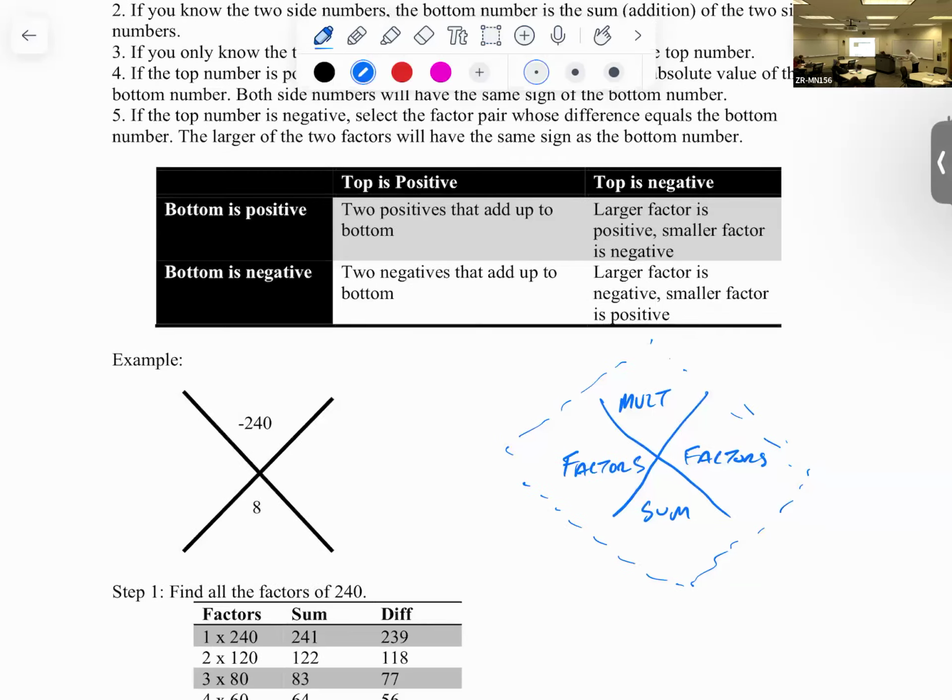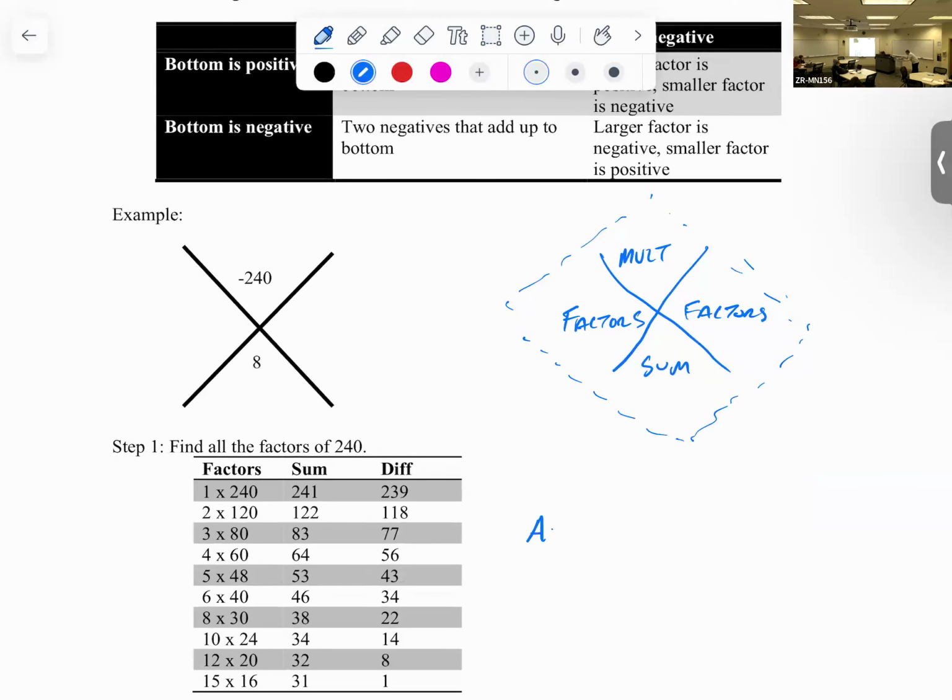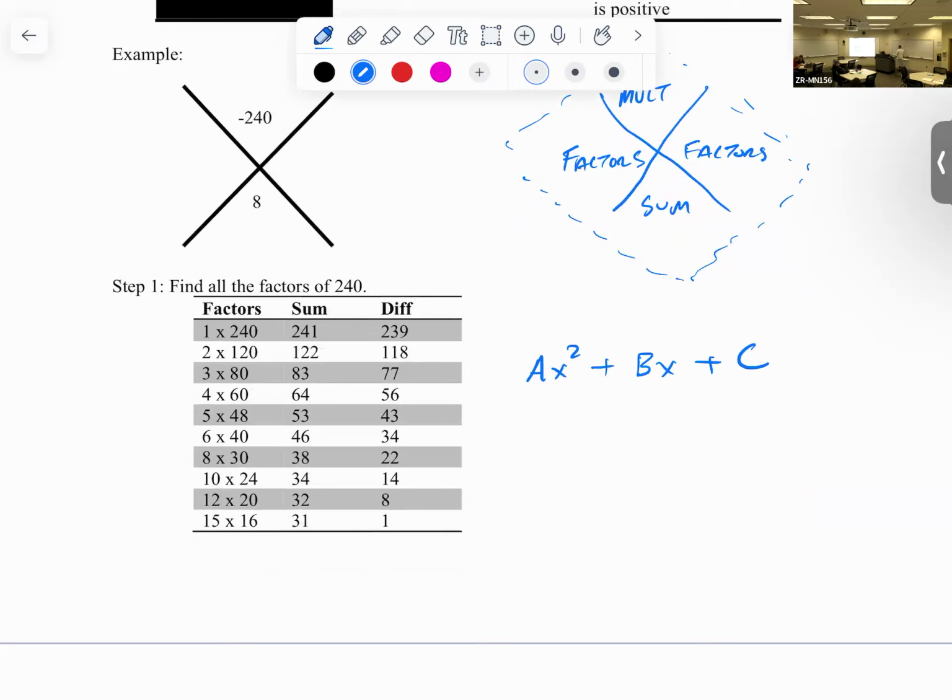Side note, a quadratic has the general form ax squared plus bx plus c. This is called a quadratic for a very awesome reason. Quad typically means what? 4. But do you see 4? This is a quadratic. Do you see anything with 4?